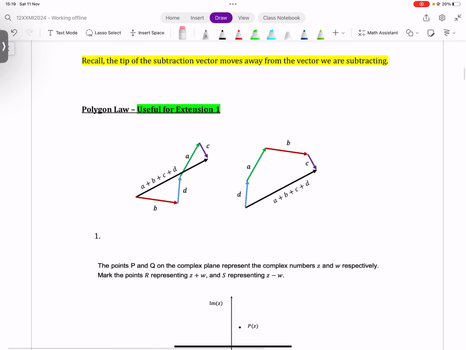Okay. Here we've got a polygon law, which is also useful for extension 1. So here, D plus A plus B plus C is just going to equal A plus B plus C plus D. And same idea on the other side. Remember, so we've got B plus D plus C plus A. Remember, vectors are just about displacement. So adding vectors from tail to head, we can just represent it as the addition.